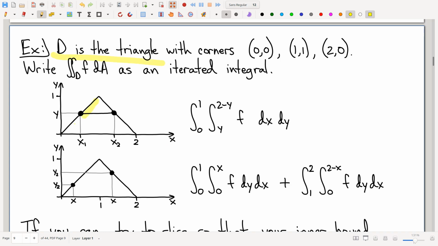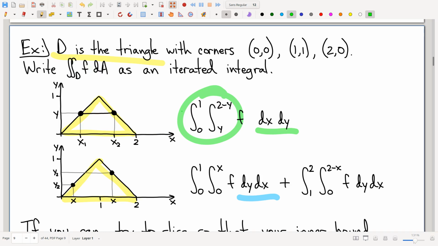This triangle, same triangle, I can do it two different ways. There's dx dy, there's dy dx. The dx dy one, the bounds turn out to be this. I'm going to let y'all fill in the blanks on that. So just what we've done with previous examples.